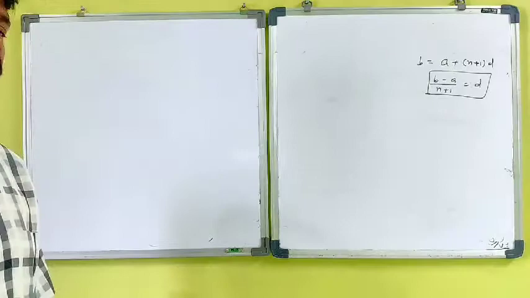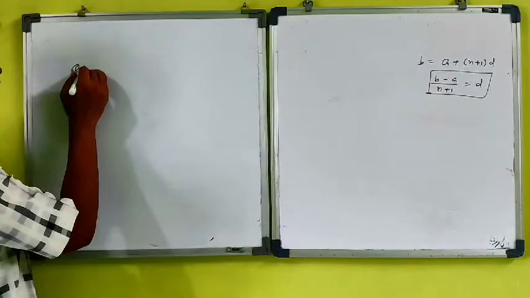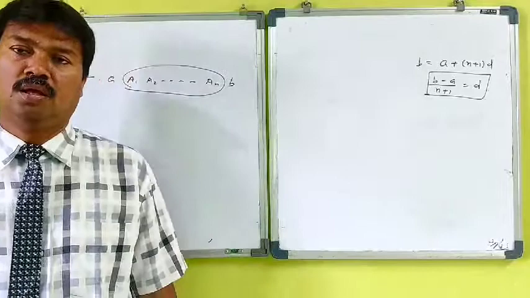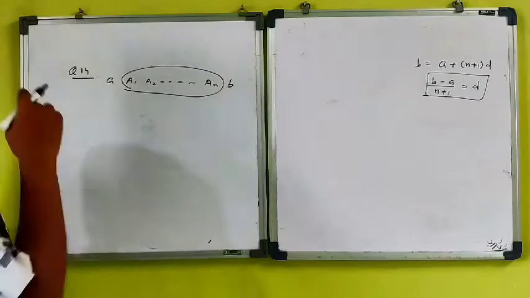Yes, next question, question number 14. What is the sum of n arithmetic means in between A and B? N arithmetic means in between A and B, what is the sum? So it's clear that the middle value is the average of the first and last.